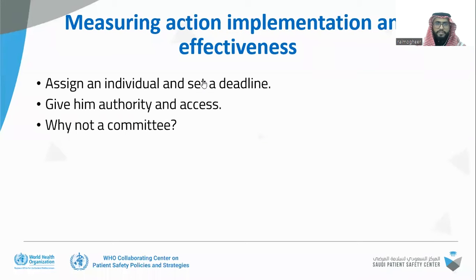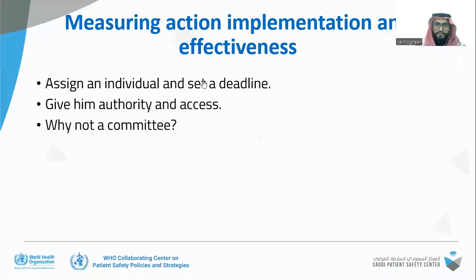So I will repeat the question again. Why should we not assign a committee for action implementation? Why is it just an individual for each action? Yes, so I have a couple of wonderful answers.